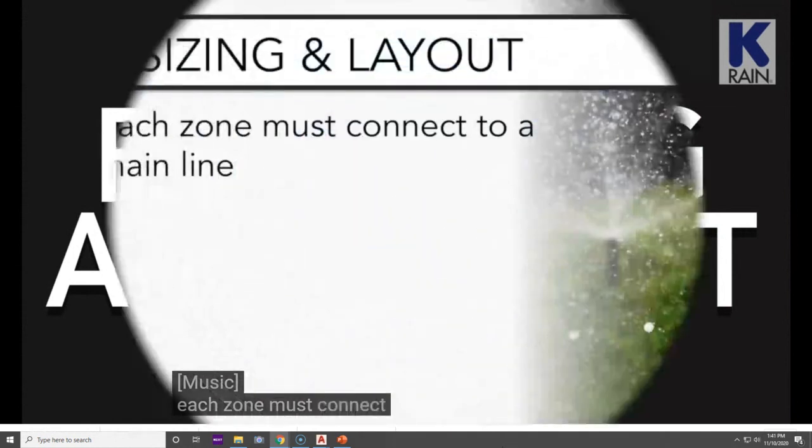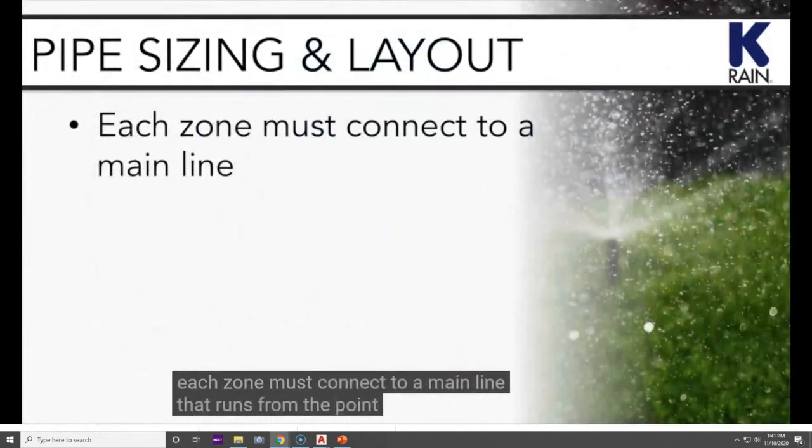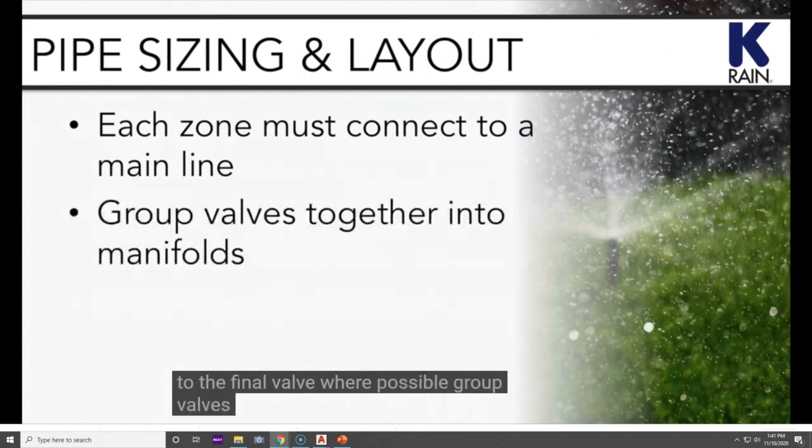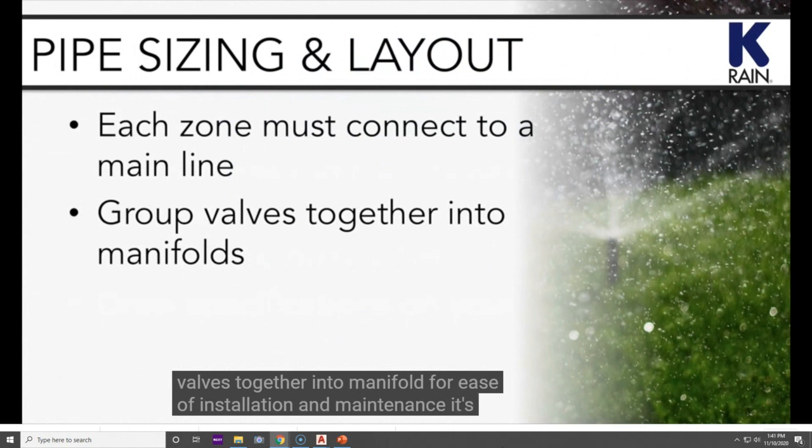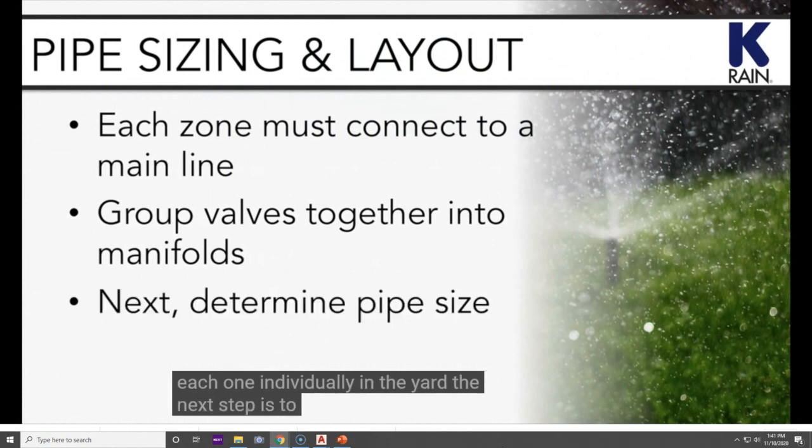Each zone must connect to a main line that runs from the point of connection to the final valve. Where possible, group valves together into manifolds for ease of installation and maintenance. It's much easier to locate and service a group of three valves than to find each one individually in the yard. The next step is to determine pipe size.